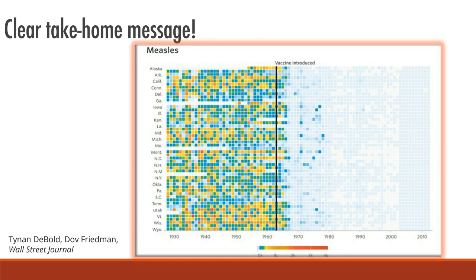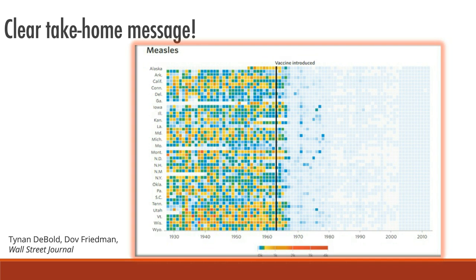Now, here's an example of a well-done data visualization with a clear take-home message. This is often pointed to as an example of excellent data journalism. It comes from the Wall Street Journal, and it's showing cases of measles. The rows are different states, and the columns are different years. And you can see that there's this nice dark line where the vaccine was introduced in 1963. This tells a very quick visual story. You can see that there was a large drop-off in the cases of measles after the vaccine was introduced.